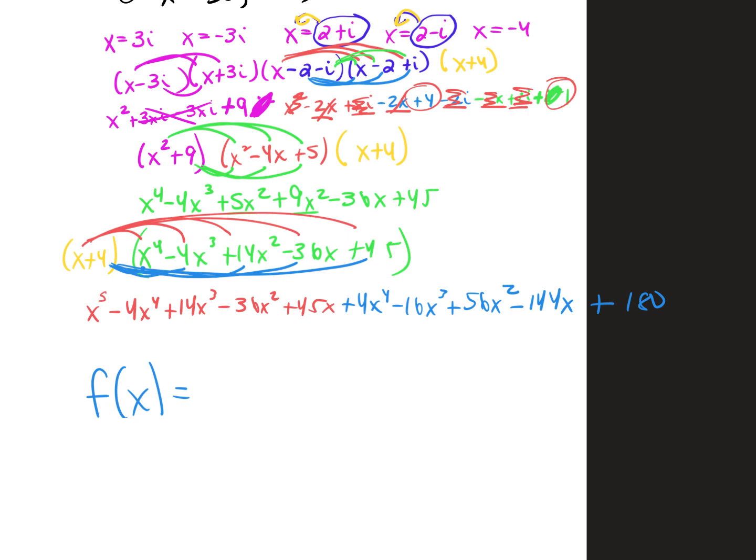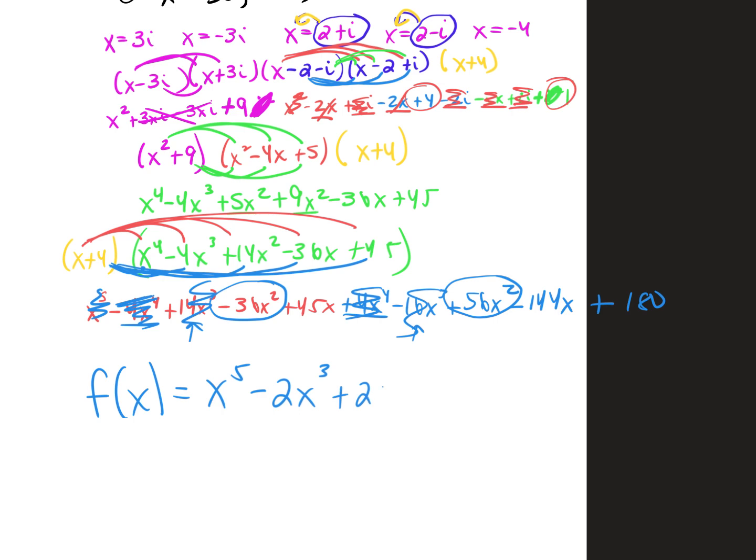But now you combine like terms. So x to the 5th, I have a negative and a positive 4x to the 4th, so what happens there? They cancel. I have 14x cubed and a negative 16x cubed gives me negative 2x to the 3rd, good. Negative 36x squared and a positive 56, so plus 20x squared. 45 minus 144 is negative 99, good. So negative 99x and then plus 180. All right, so there, that's your polynomial.